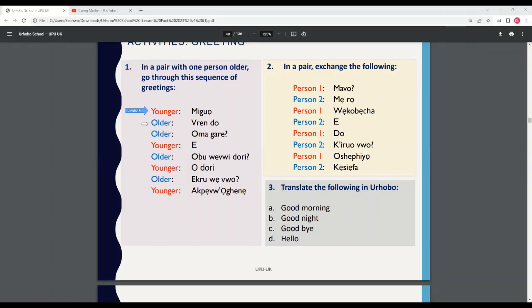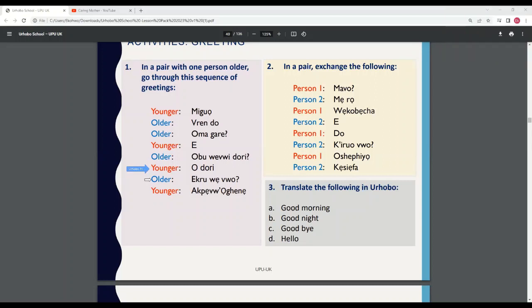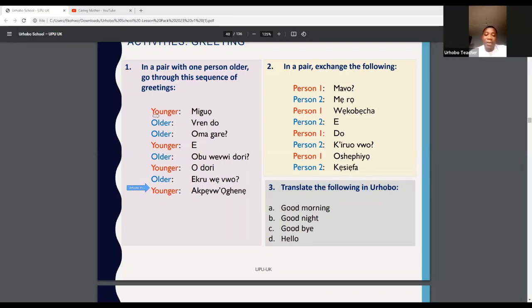Migwa. Vrendo Omagare. E. Obuweridori. Odori. Ekruwevo. Akpewelgene. Good. Akpewogene. Fantastic. Thank you so much.